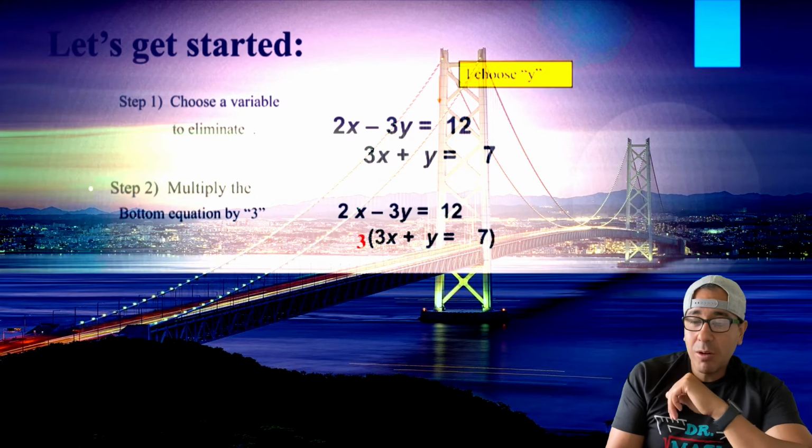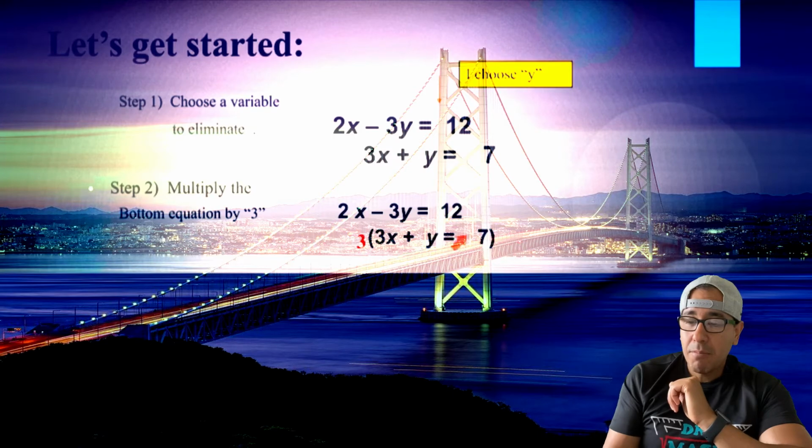So step 2, what we're going to do now that we made that decision is multiply that bottom equation by 3.